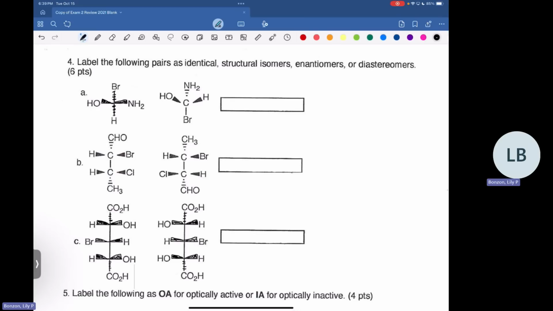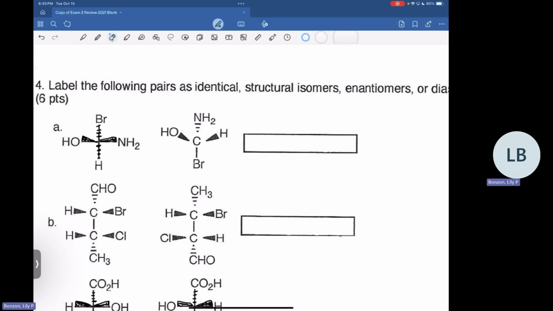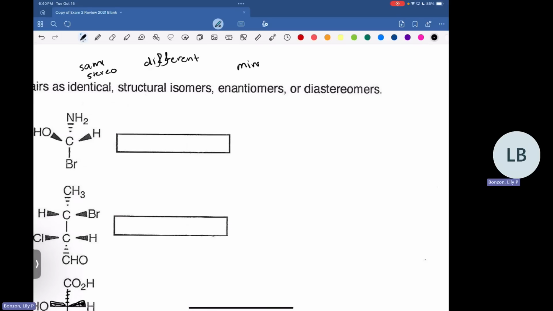So identical, structural, enantiomers, or diastereomers. Identical is if it has the same stereo. Structural is going to be if it has different connectivity. And enantiomers, we've got mirror image. And diastereomers is going to be if at least one stereocenter stays the same and at least one switches.